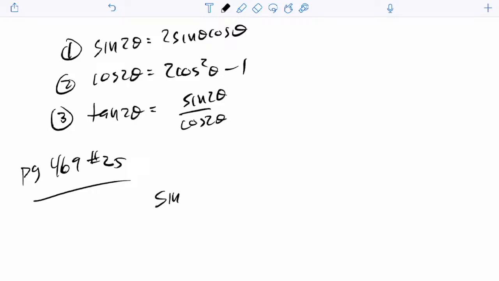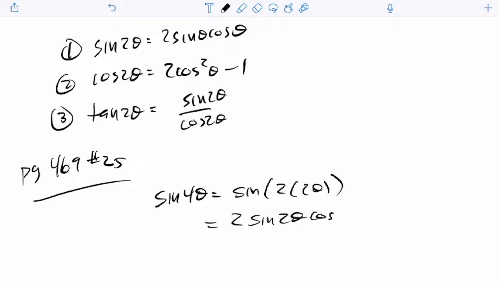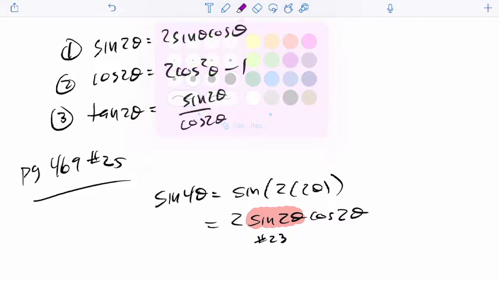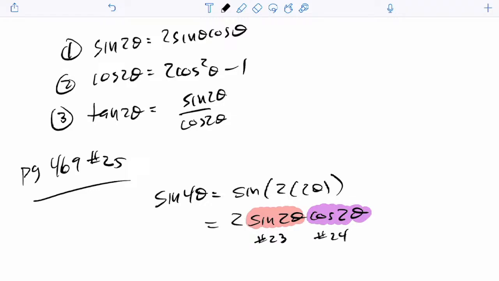Okay, so Alexa, for this one here, the only thing you have to do is, since we did 23, you do your double angle formula on 4 theta. Looks like that. But we just found in 23 and 24 the answers. This is number 23. And this is number 24. So you just sub your answers in for 23 and 24, and you get your answer for 25. That's how you do 469.